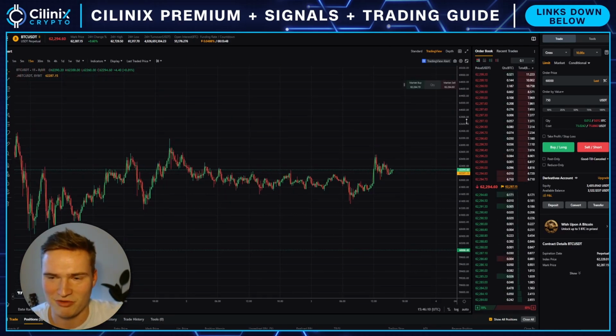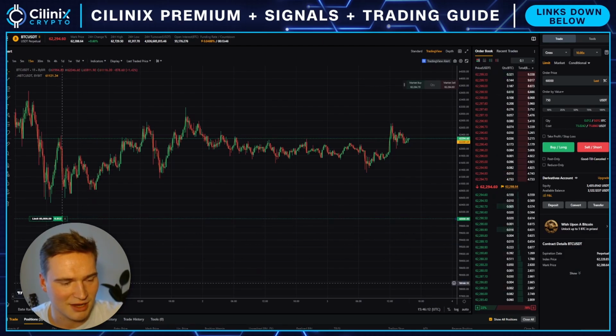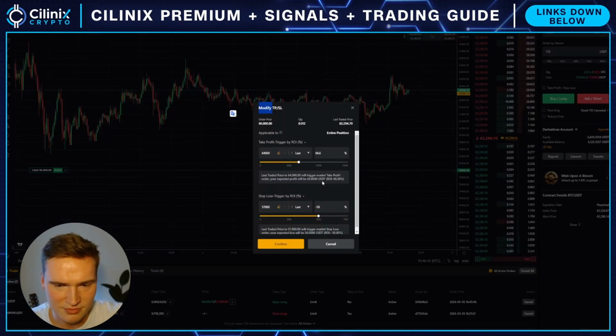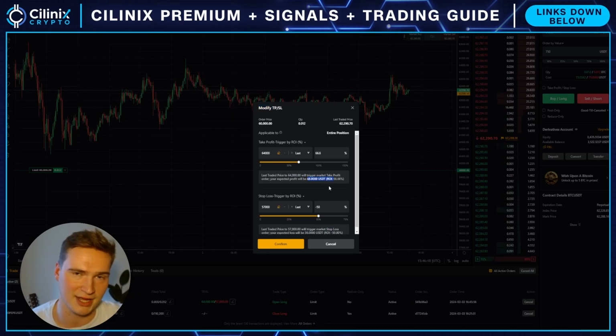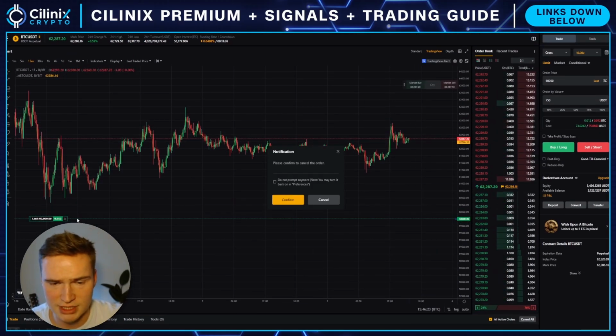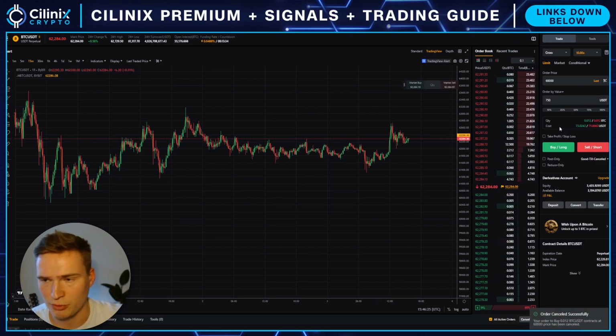And if it hits the take profit at 64,000, you can still see that under current orders right here, you'll have a win of about $48. And that is how you set your first trade. And for short, it's absolutely the same, but then the other way around.